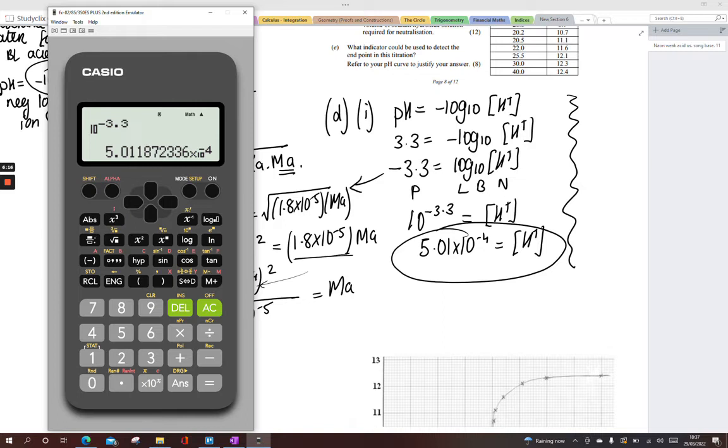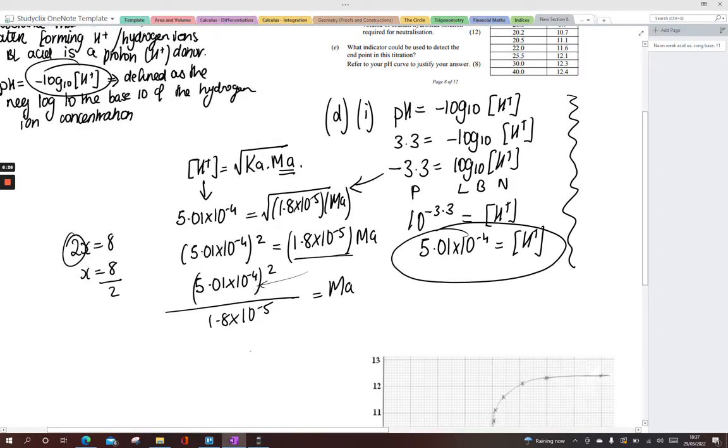So I'll just go answer squared over my dissociation, and I get 0.01395, or 0.014 if you wish, moles per litre.